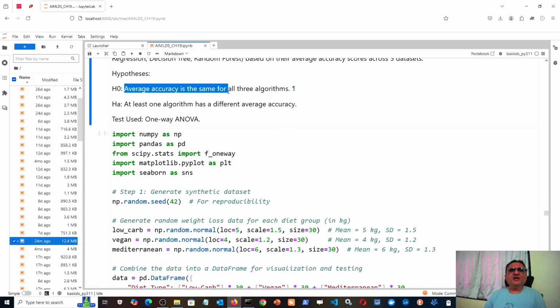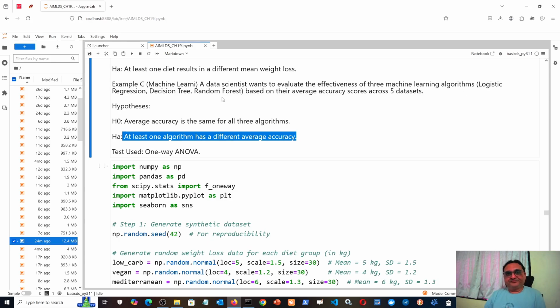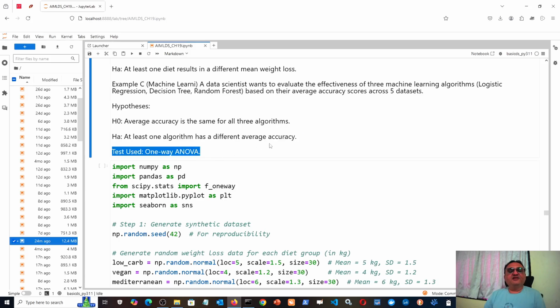And the null hypothesis says that the average accuracy is the same for all the 3 algorithms, while the alternative hypothesis says that at least one algorithm has different accuracy, right? And again, we will use one-way ANOVA.